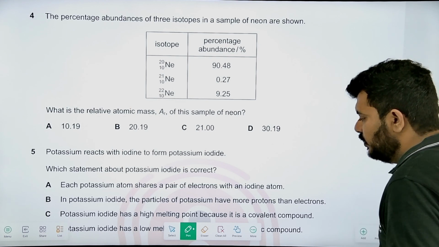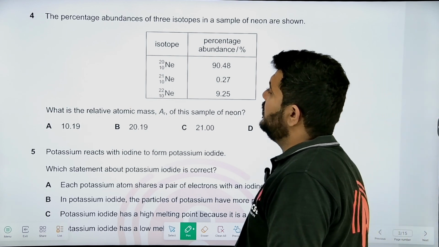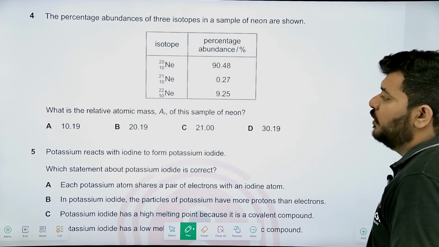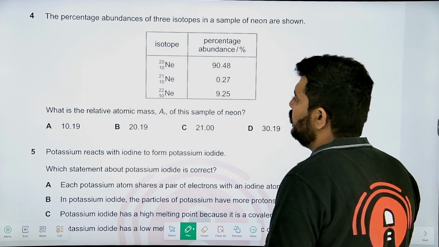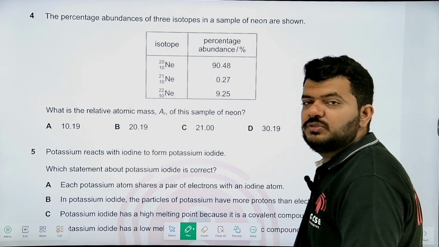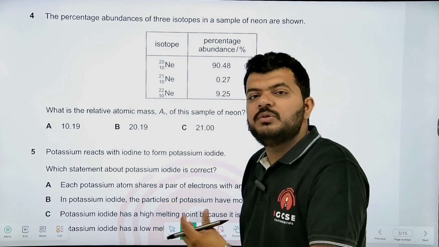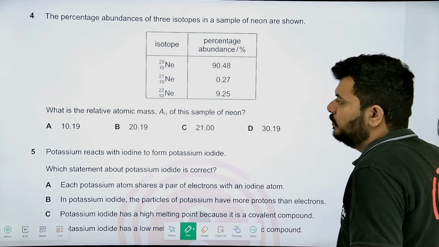Then we have question 4. The percentage abundances of three isotopes in a sample of neon are shown. What is the relative atomic mass of sample of neon? Now what are isotopes? Isotopes are the same elements, atoms with different neutron number but the same proton number.